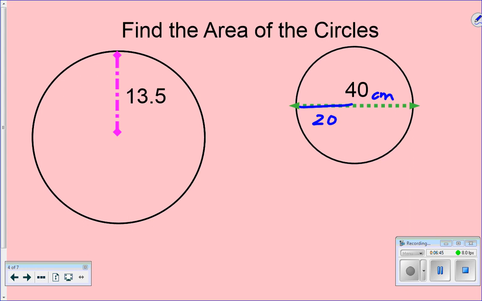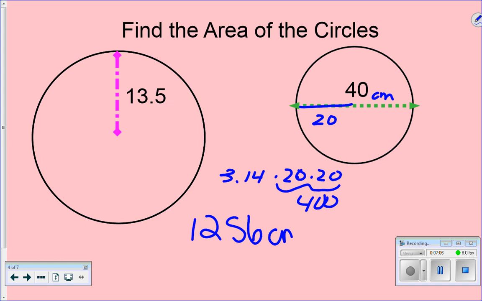All right, so it should look something like this. 3.14 times 20 times 20. I know these together equal 400, so just by looking at this, I'm guessing that equals around 1,200 somehow. Okay, I think it's 1256 centimeters squared. It's so important to have that, so please make sure you're labeling today.